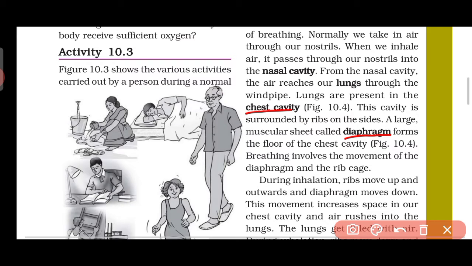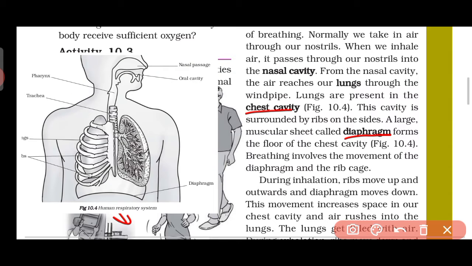Just like a spring. If you stretch a spring, it will get elongated, and as you leave it, the spring once again regains its shape. So the diaphragm is just like that spring, but of plate shape. Hope you are getting it. In the picture also you can see the diaphragm. The diaphragm forms the floor of the chest cavity, so at the base the diaphragm will be there.